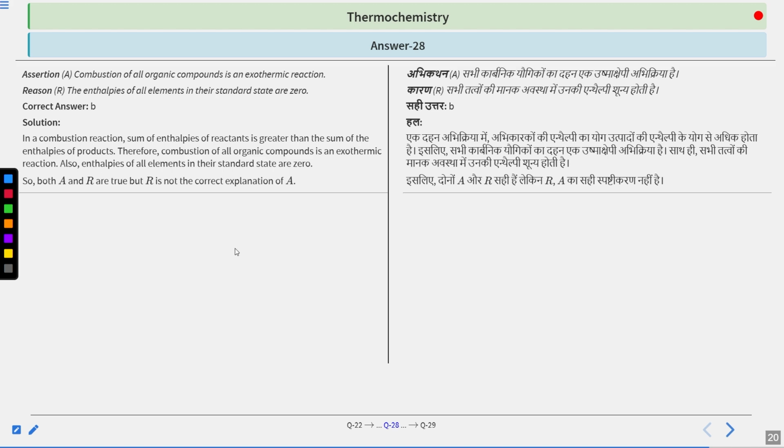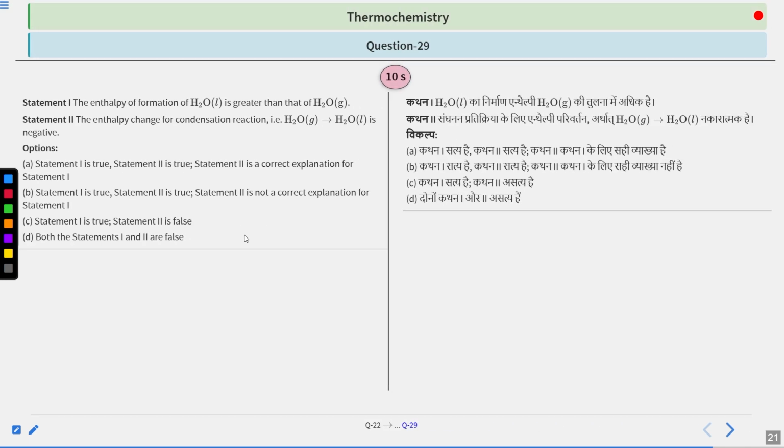Now moving on to the last question. Question number 29. Statement 1 says that the enthalpy of formation of H2O liquid is greater than H2O gaseous. Statement 2: the enthalpy change of the condensation reaction, that is H2O gaseous to H2O liquid, is negative. Options: A, statements 1 and 2 are true, and statement 2 is the correct explanation of 1. B, statements 1 and 2 are true, but statement 2 is not the correct explanation of statement 1. C, statement 1 is true, statement 2 is false. D, both statements 1 and 2 are false. Your 10 seconds to solve this question starts now.